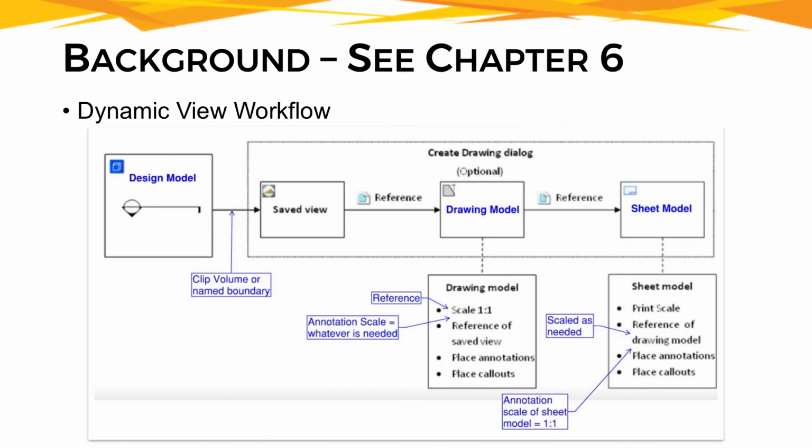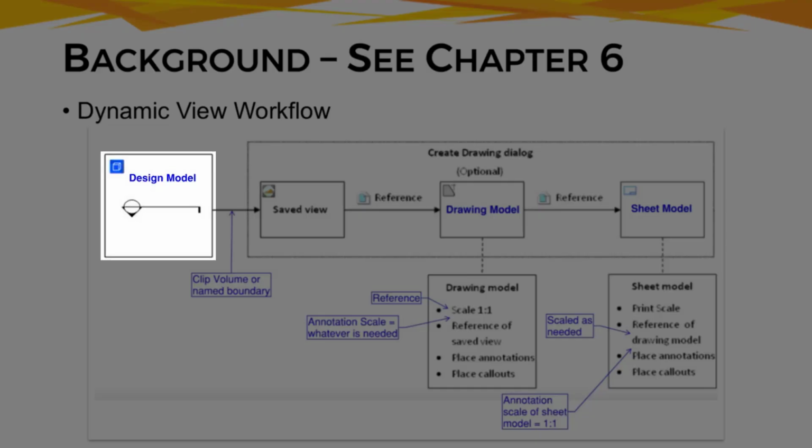This diagram depicts a dynamic view workflow. You start with the design model on the left and work all the way to the right, where you'll end up with a sheet model that'll be included in the plan set. The design model will be the bridge 3D model or 2D layout if working in 2D. Once you have your design model, you could go through and manually create a clip volume or named boundary, but more often in OBM, we'll use either the section callout tool or place named boundary to facilitate the process.